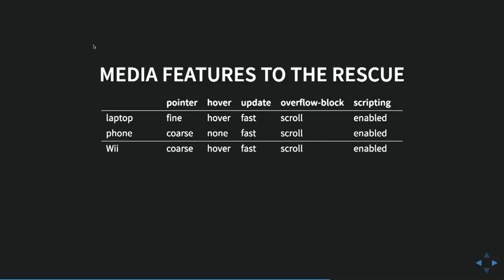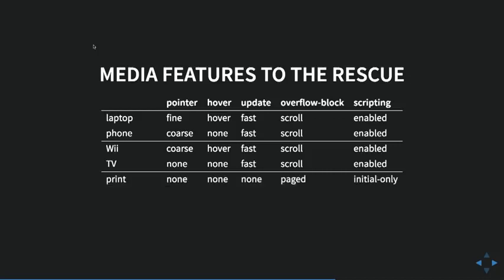A Wii, you know the Wiimote, when you point at the screen. You can point, you can hover, but your pointing isn't terribly accurate. You're doing it from a distance. So similar to the finger, you want big click targets, but the rest is the same. A TV, you just get a remote control, no pointer, no hovering, but yeah, animation, scrolling, all that's fine.